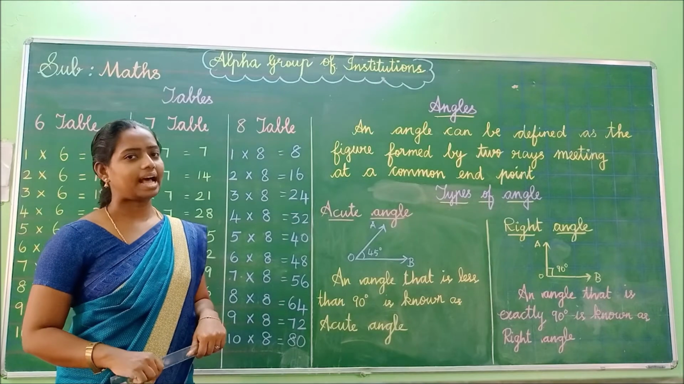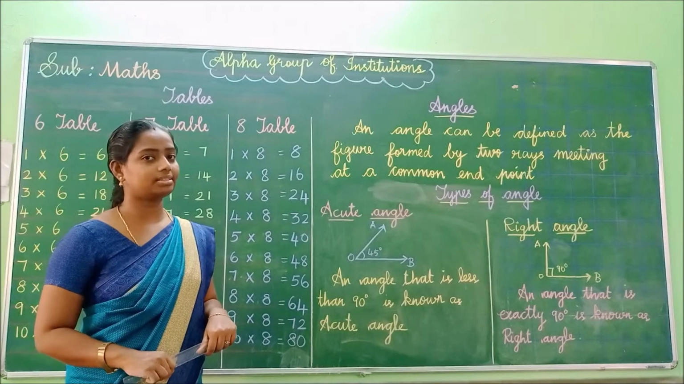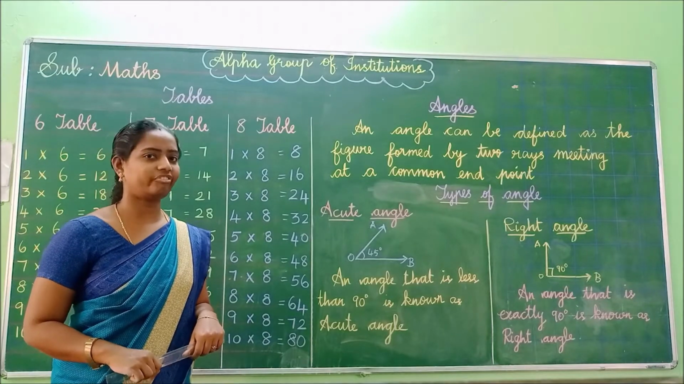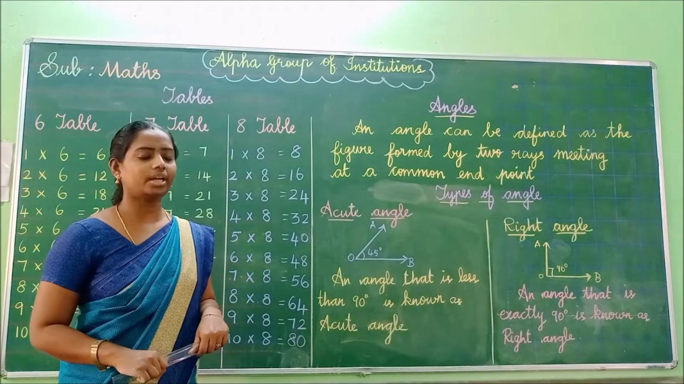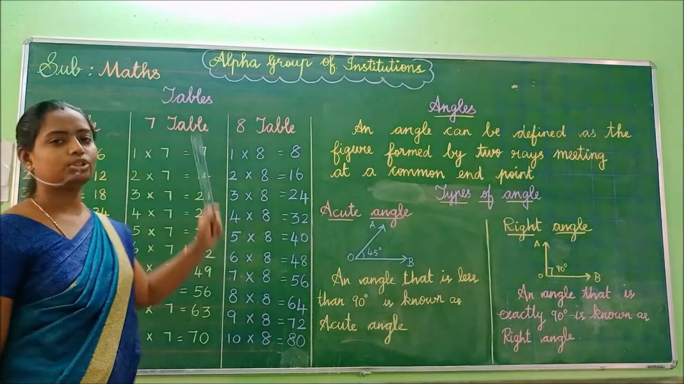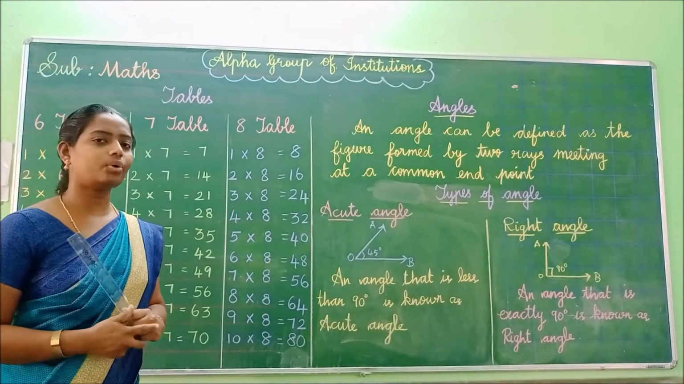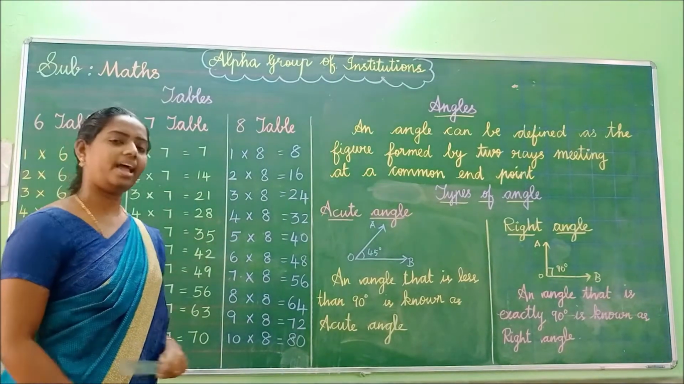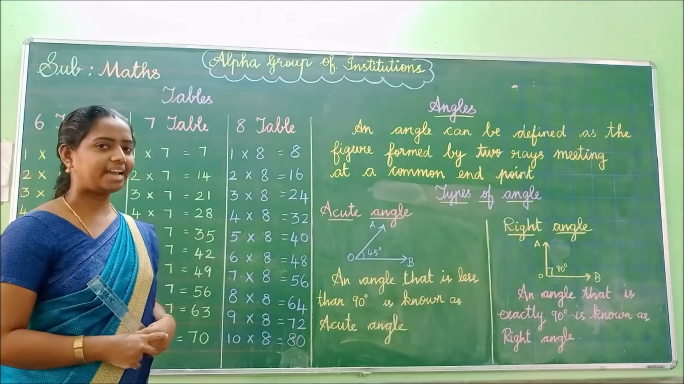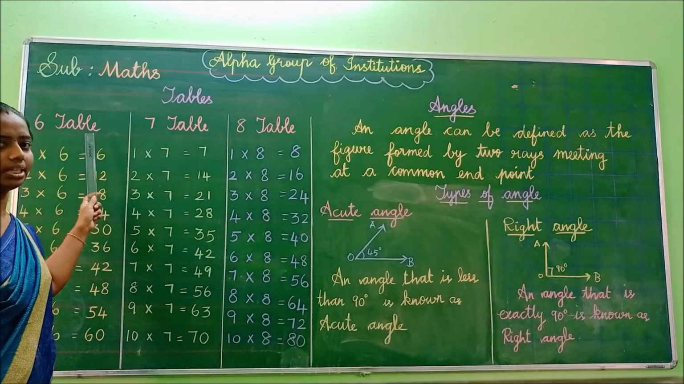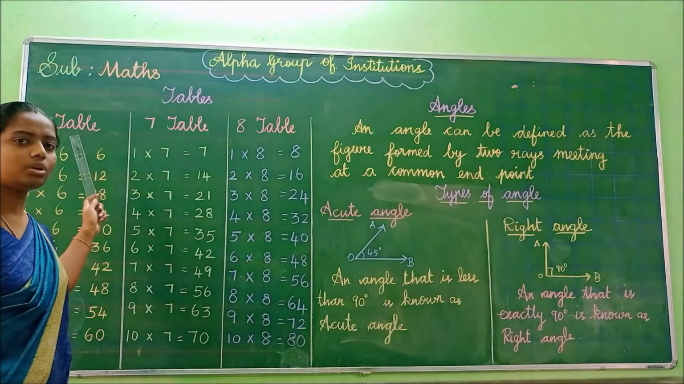Okay. Last class, what did we learn in tables, children? We learned the tables from 2 to 5, isn't it? Today, we are going to see the tables from 6 to 8. Today, we are going to learn the 6 table, 7 table and 8 table. Shall we start with the 6 table, children? I am going to tell you the 6 table. You also have to learn with me.